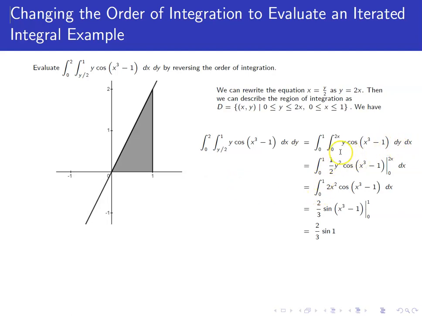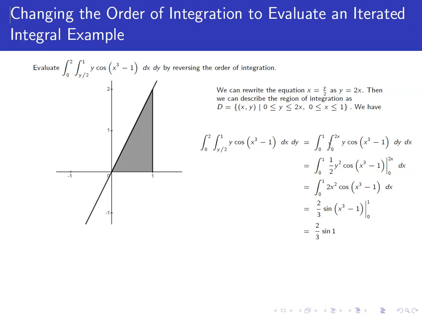So our y's again go from 0 to 2x, so those will be our inner bounds, or inner limits of integration. And then the x goes from 0 to 1, and so the 0 and 1 will be our outer limits of integration. The antiderivative for y is 1/2 y squared. We're evaluating that function from 0 to 2x, so now when we plug in those endpoints, we get 2x squared cosine of x cubed minus 1.